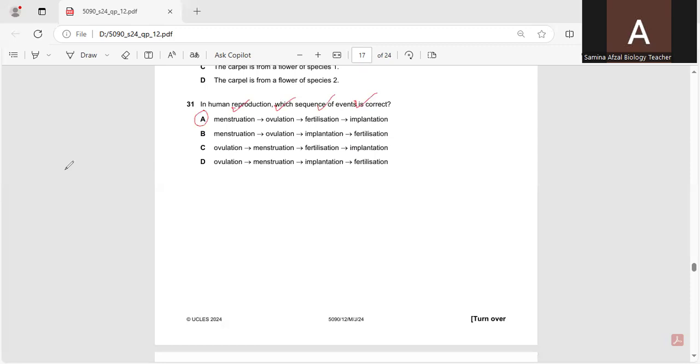And in B, you can see the sequence is wrong. After menstruation, ovulation is there, but implantation is after the fertilization. So B is not a correct option. First ovulation occurs, then menstruation. So both C and D are also incorrect. Only A is the correct option for question 31.